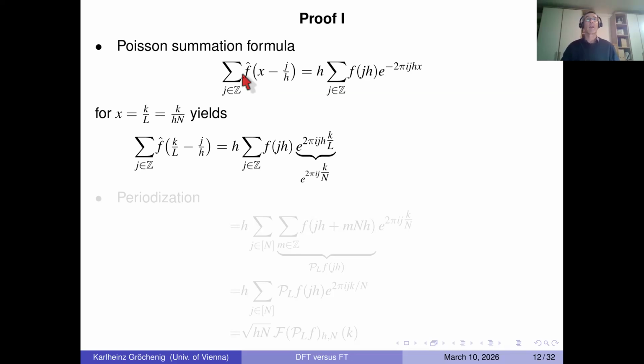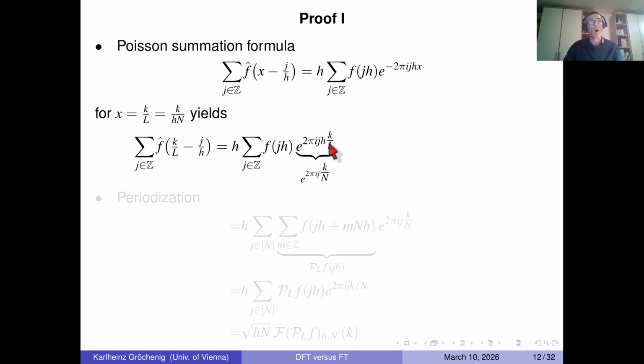pointwise for all x with absolute convergence of the sum. And actually, we can assume that both f and f hat are continuous. Okay, so I didn't say that before, but when we apply the Poisson summation formula, we make all these assumptions. So let's plug in k over L here and here.